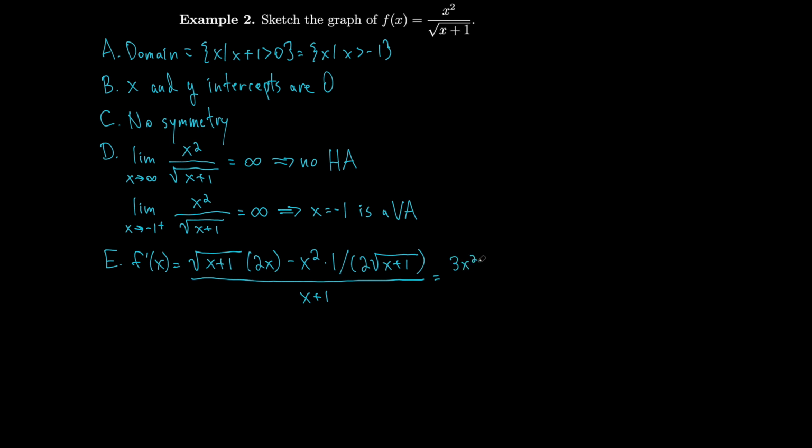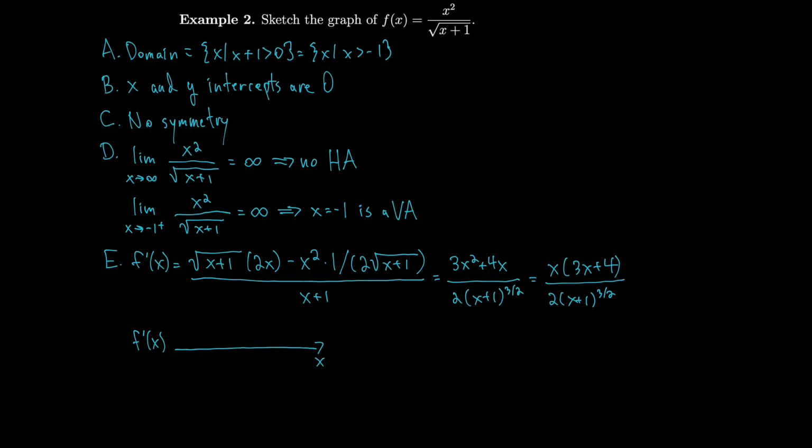So this ends up becoming 3x squared plus 4x over 2 times x plus 1 to the 3 over 2, which is x times 3x plus 4 over 2 times x plus 1 to the 3 over 2. So if we do a number line, we can see when f prime changes sign.